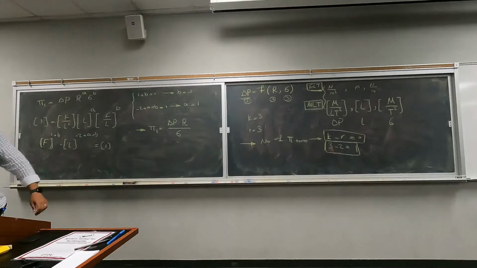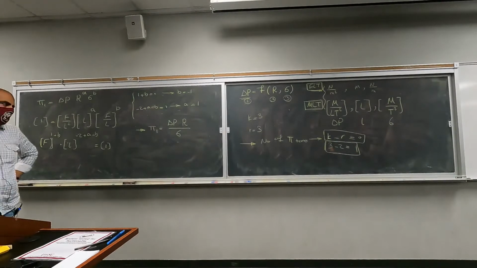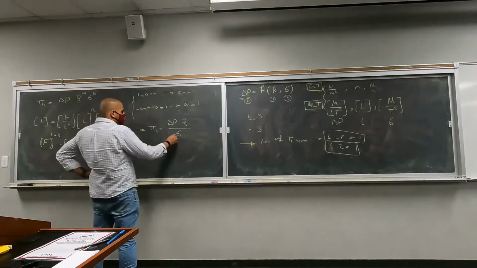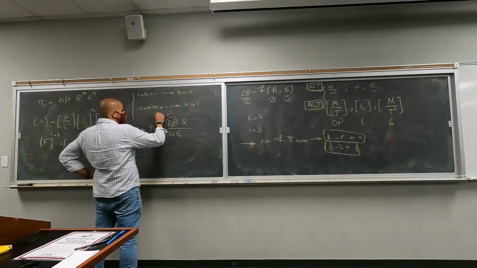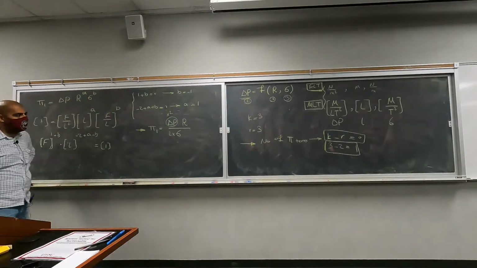So let's answer the second part of this question. What will happen if we double the radius? If you double the radius, to keep the pi constant, your delta p has to be reduced by half. What if you double the surface tension? If you double the surface tension, your delta p has to be doubled as well to keep the pi constant.